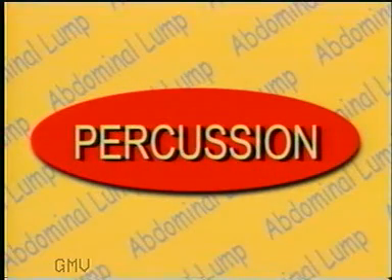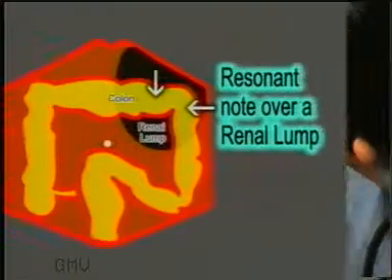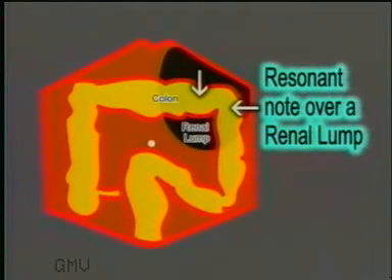Now let us proceed to percussion. First, percuss over the lump. A solid swelling will give a dull note on percussion. But if the swelling is retroperitoneal or deeply located, coils of intestines may overlie the swelling and a resonant note may be obtained, as in case of a renal lump.